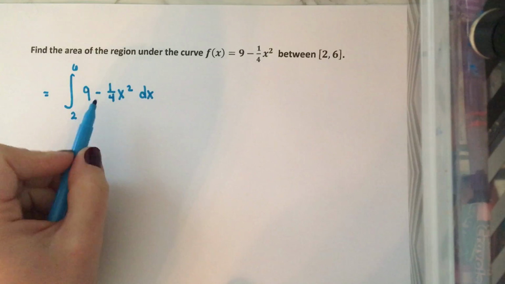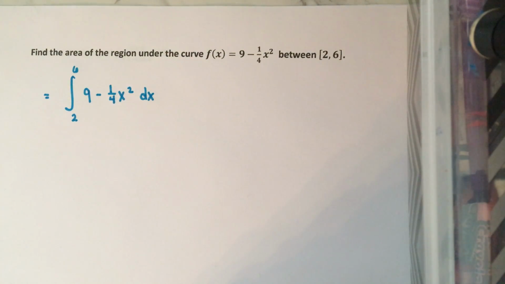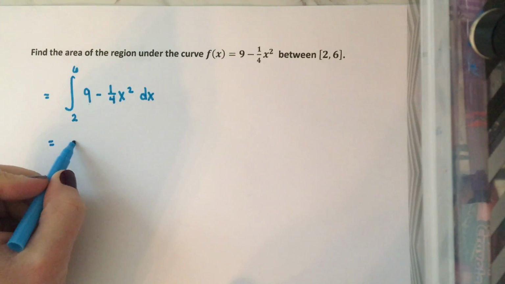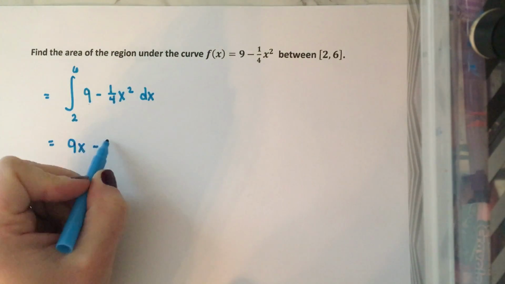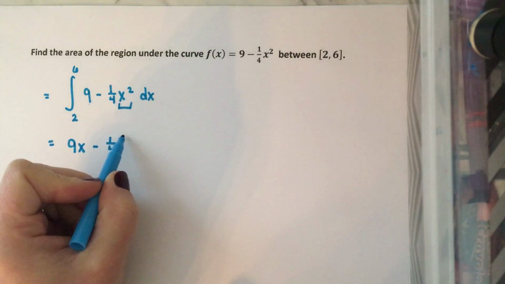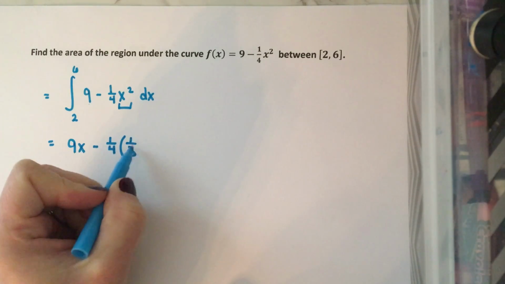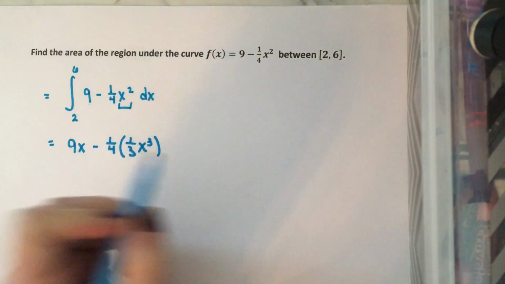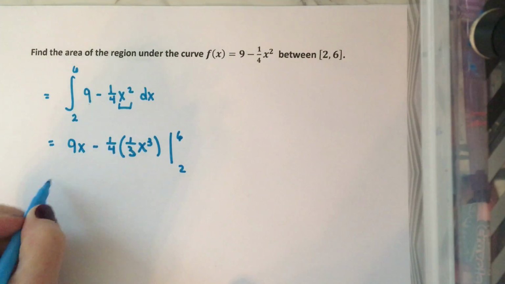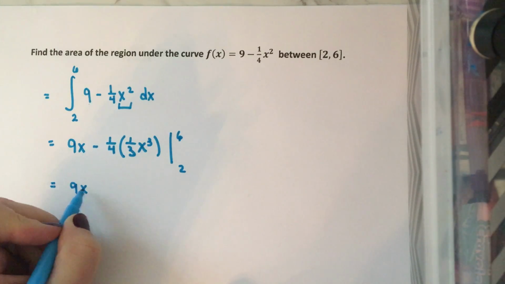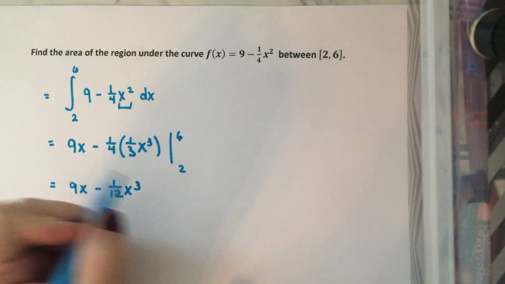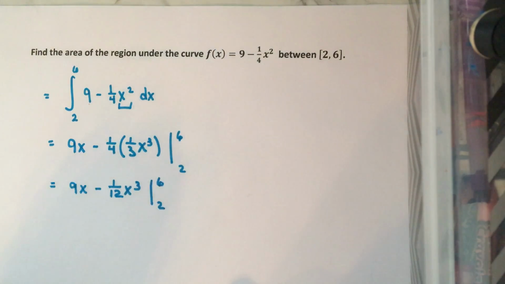Then, there's no reason to do U substitution on this problem. I'm just going to integrate with the power rule. So the power rule says the integral of 9 would be 9x, minus 1/4 times the integral of x squared, which would be x cubed over 3. Eventually I'm going to integrate that between 2 and 6, but I'm going to clean this up a little bit and say that this is 9x minus 1/12 x cubed. Now that's what I'm going to integrate between 2 and 6.